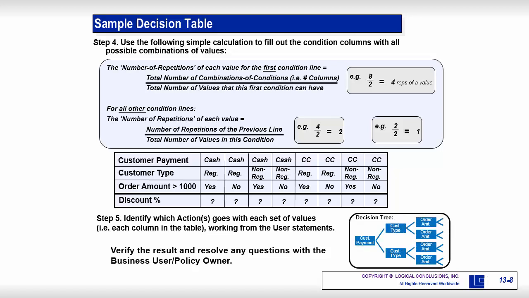A decision tree is a very similar specification tool and uses the same steps I've just talked about, but creates an expanding tree based on the values leading to the actions. I've shown the equivalent decision tree for our example at the bottom of this slide.